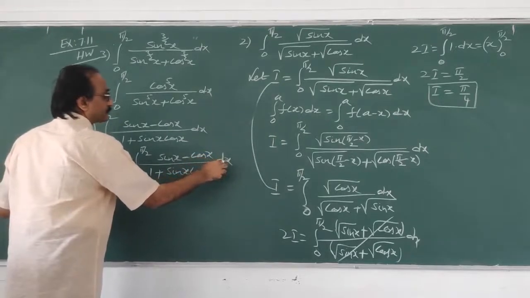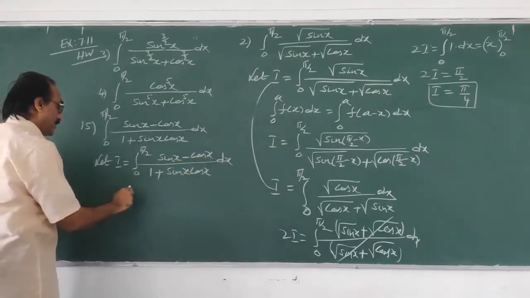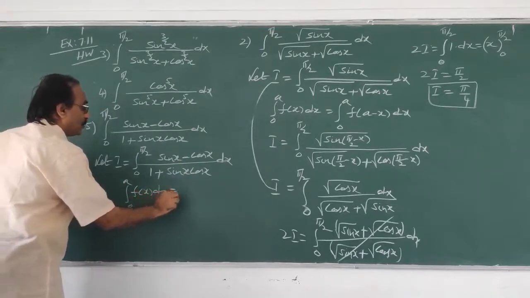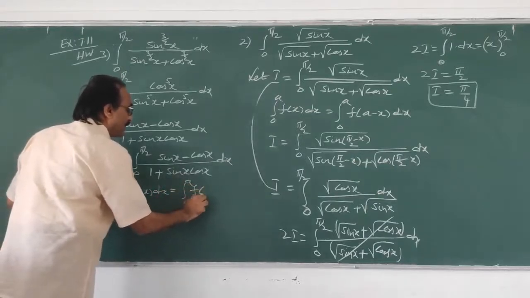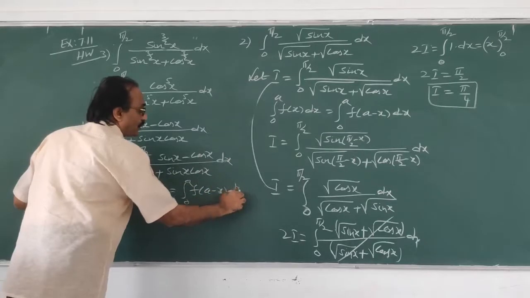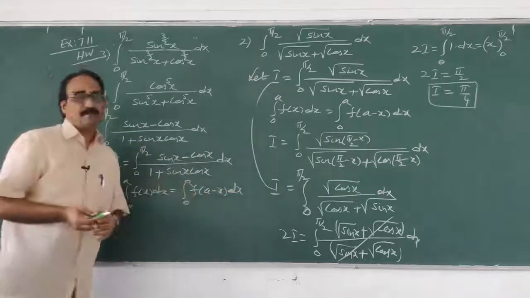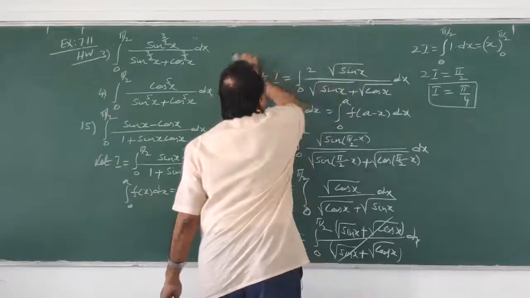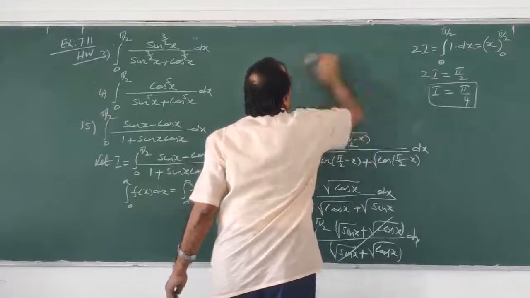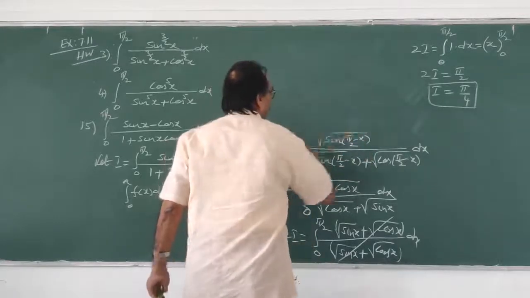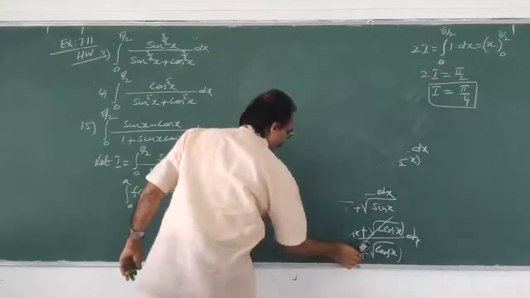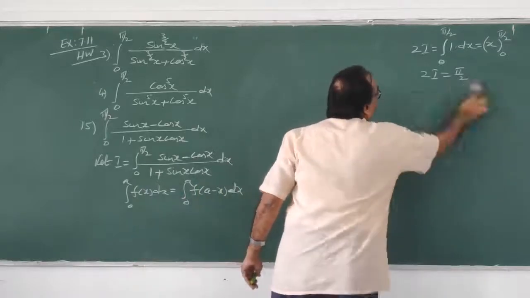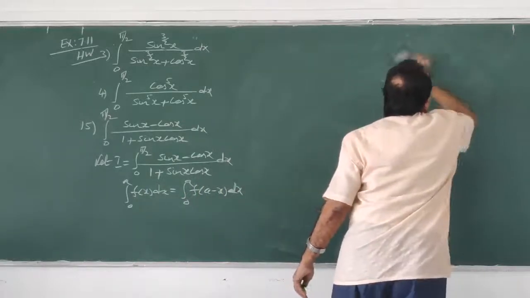Okay. Now here you see, again which formula? The same: integral 0 to a of f of x dx is equal to integral 0 to a of f of a minus x dx. Whatever property you are using, you must write the formula, it is mandatory. Then they will come to know that using this property you got this. You cannot leave that out.